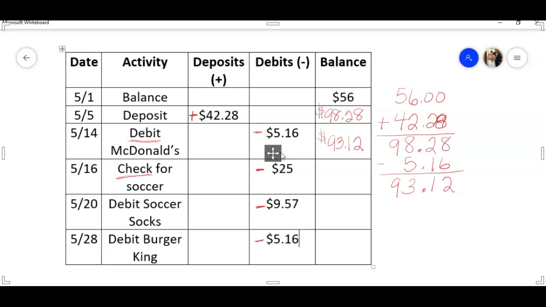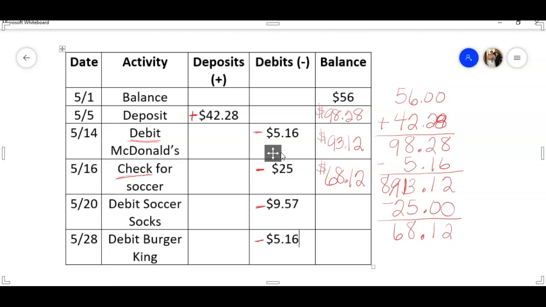So he paid $25 for soccer. So we need to take away 25. I can't do 3 minus 5. So I'm going to take a $10 bill and trade it for 10 $1 bills. 13 minus 5 is 8, and 8 minus 2 is 6. So now he has $68.12.